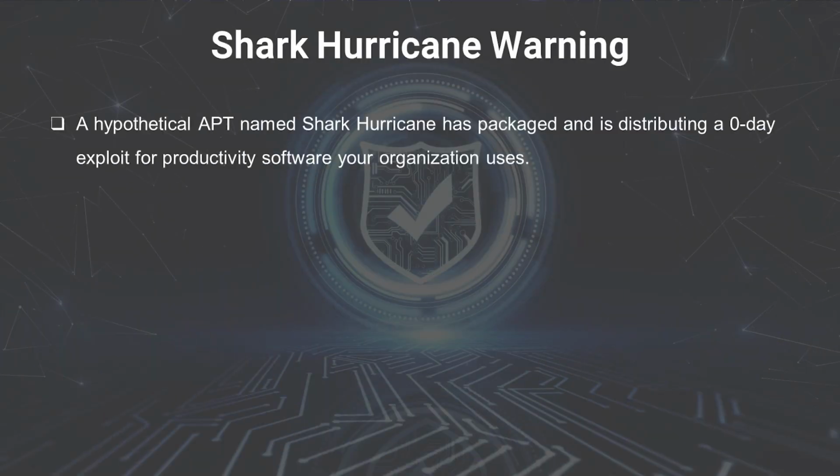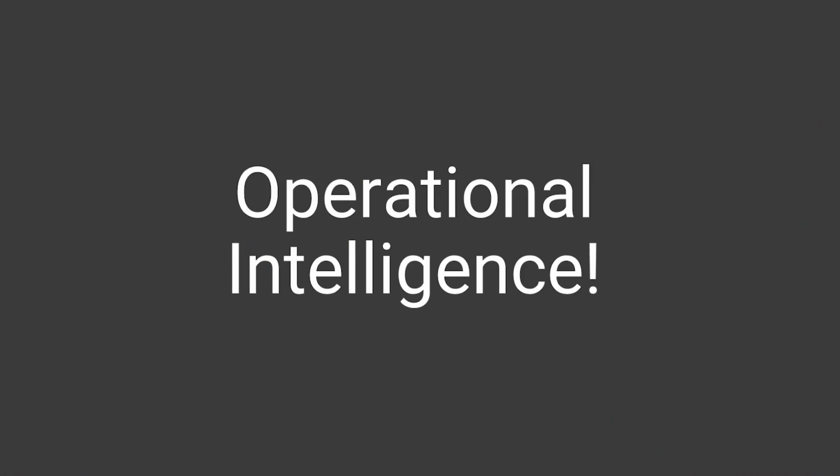I'm going to provide you with some examples of intelligence. I want you to try to guess what kind of intelligence each belongs to before going to the next slide. Feel free to pause if you need more time. A hypothetical APT named Shark Hurricane has packaged and is distributing a zero-day exploit for productivity software your organization uses. This is an example of operational intelligence, and this threat can be mitigated by taking preventative measures against the exploit being used by Shark Hurricane.